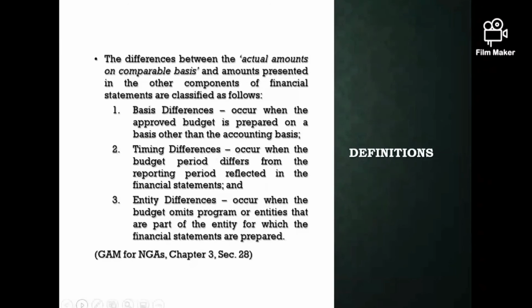Number 2, timing difference occurs when the budget period differs from the reporting period reflected in the financial statement. Example, yung subscription mo. Yung government agency may subscription sa newspaper. Yung payment sa subscription, binayaran niya na ng 1 taon. So, every day, magbibigay ng newspaper dun sa office nyo. Pero ang kontrata nyo, 1 taon. So, bayad mo na yung 1 taon. Dito sa statement of comparison of actual and budget amount, yung bayad mo for 1 year, disbursement na yun.